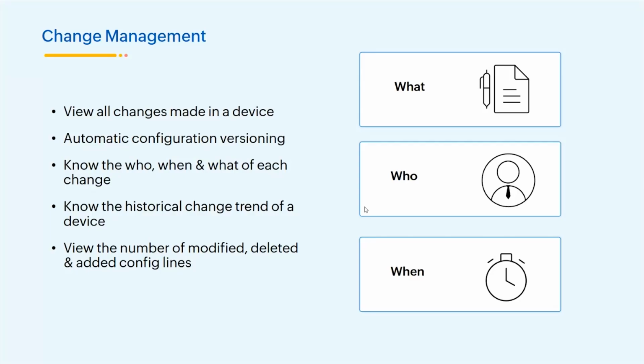This allows you to view all the changes made to a device and automatically syncs changes to different configuration versions. You can track the who, when, and what of each change, get a historical trend of changes for a device, and see the number of modified, deleted, or added configuration lines. One of the most important features in change management is the ability to receive change notifications and roll back to previous configurations when necessary.